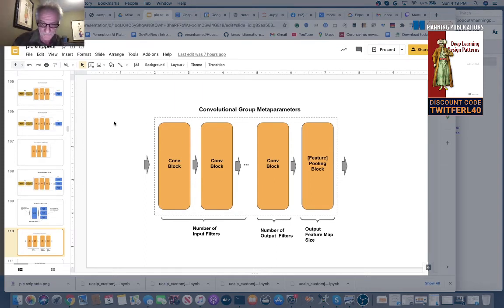Okay, typically the meta parameters might specify the number of blocks that are going to be in a group, and then for the group, the number of input filters, and optionally the number of output filters. So in some convolutional groups, it's generally a convention in most models that every convolutional block in a group has the same number of filters. The one exception we see in some state-of-the-art models, or I call them SOTAs, okay, is that you have one number for input and one number for output. Well, the output one only applies to the last convolutional block.